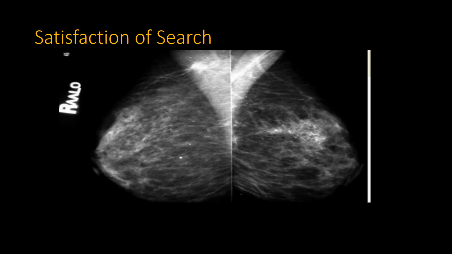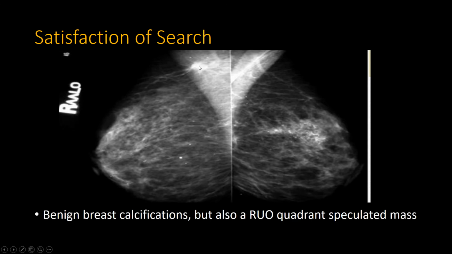Satisfaction of search is where you find maybe these calcifications here, but you miss the spiculated mass that's hiding in the corner of the image. Benign breast calcifications, but also a right upper outer quadrant spiculated mass is kind of hiding behind the pectoralis muscle.